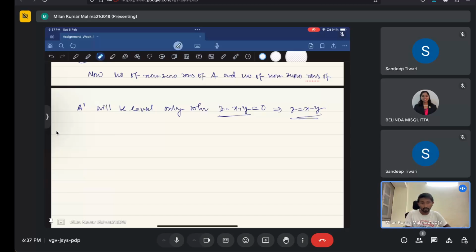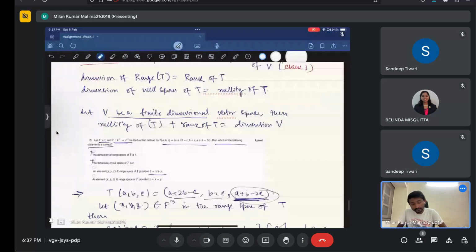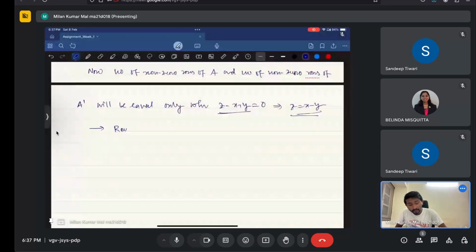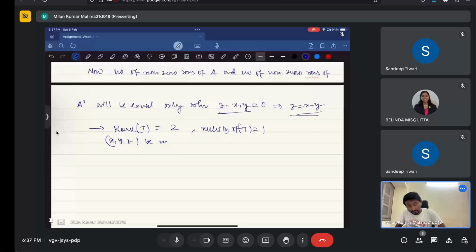So what this is saying is that the rank of T is 2 and the nullity of T is 1, and (x, y, z) will be in the range if and only if z is equal to x minus y.